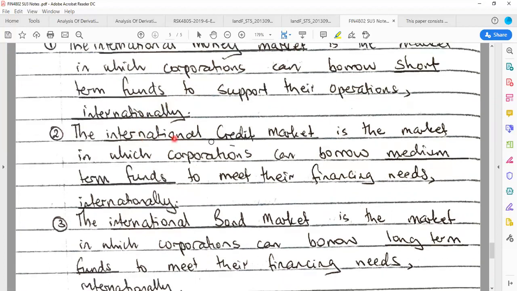Then we also have the international credit market. This is the market where corporations can also borrow, but they borrow in the medium term. Usually that's if you want to borrow money for between 2 to 5 years, and maybe the money is in a foreign currency and you need it to meet your financing needs. Maybe 2 to 5 years, you borrow that money in the international credit market.